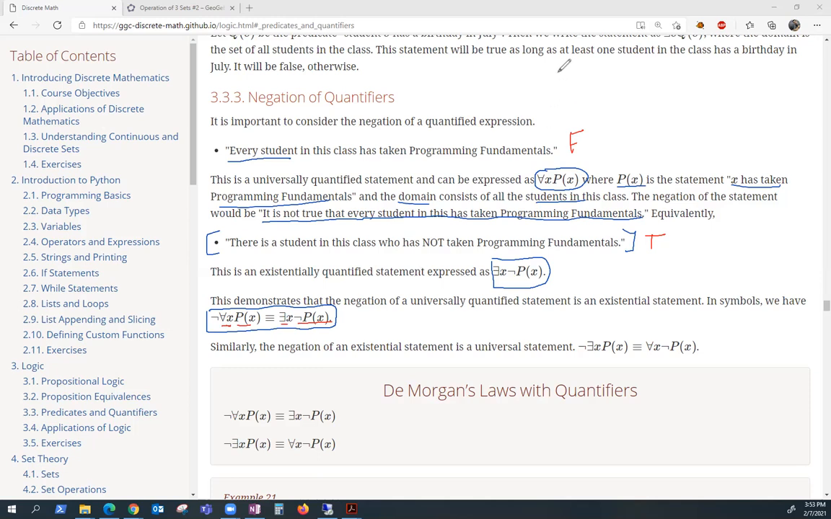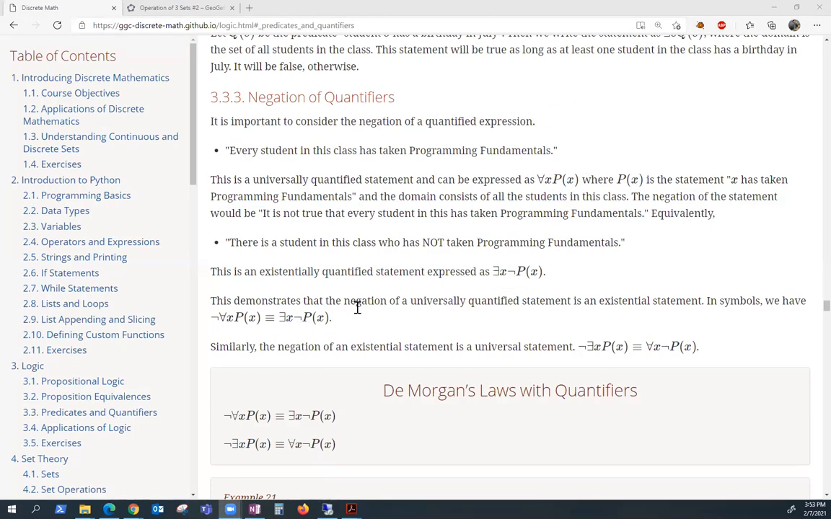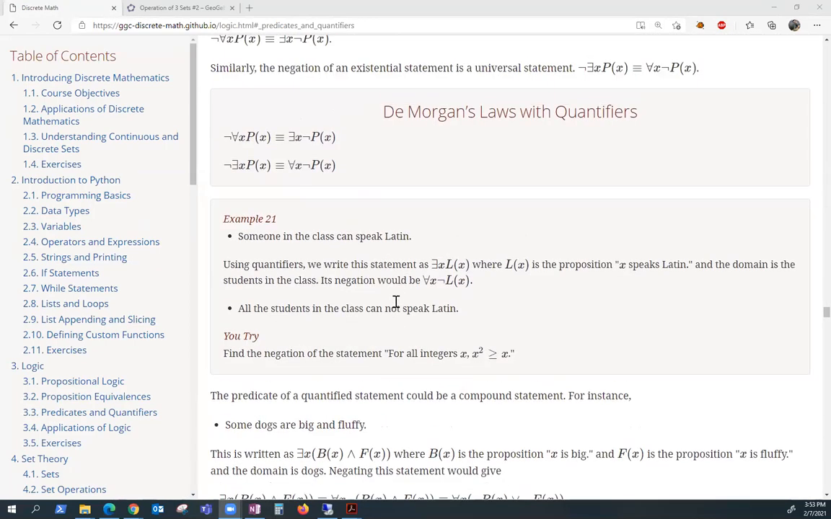DeMorgan's laws with quantifiers. Remember, we had DeMorgan's laws for or statements and and statements when we just had propositions. Now we have DeMorgan's laws for quantifiers. They tell us how to negate quantified predicates. The negation of for all x, p of x is there exists an x such that not p of x. The negation of there exists an x, p of x is for all x, not p of x.